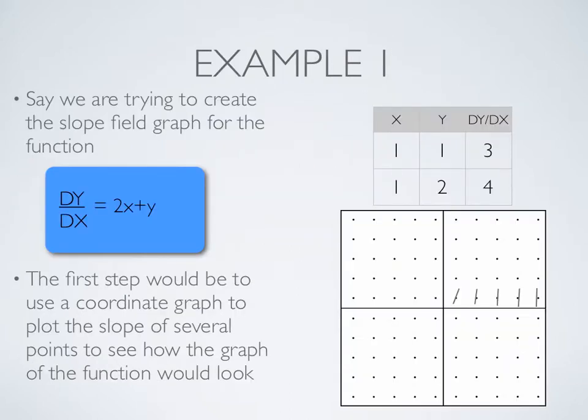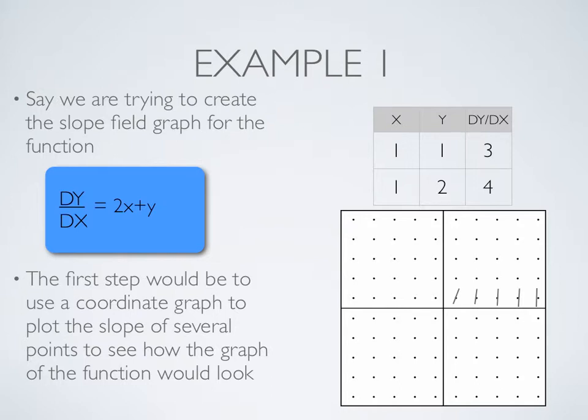Example 1. Say we are trying to create the slope field graph for the function dy over dx is equal to 2x plus y. The first step would be to use a coordinate graph as shown to plot the slope of several points to see how the graph of the function would look. This is done by directly plugging in the x and y values into the equation.